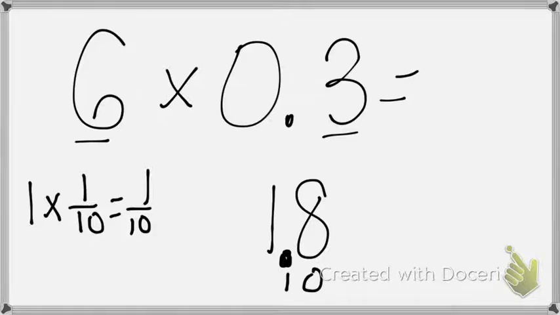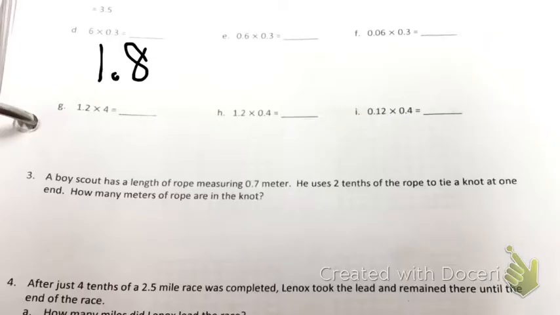All right, 18 tenths. Your last digit is the placeholder for that number. So that means the 0 in the number 10 should line up with the last digit, which is 8. So the answer is 18 tenths. Let's go to this next one.